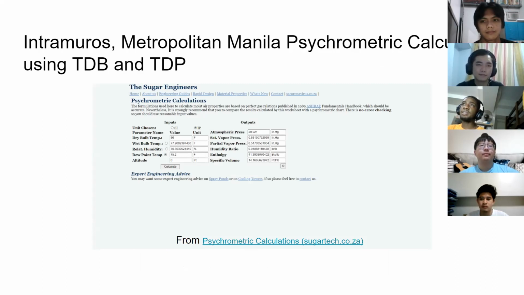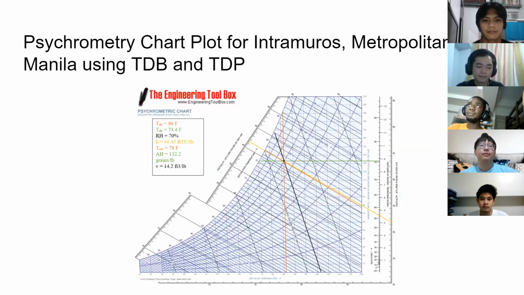And thus we were able to get all these values from the calculator. Moving on. Now, checking the chart, we get 86 degrees Fahrenheit for the dry bulb temperature, 73.4 degrees Fahrenheit for the dew point temperature, and the relative humidity was 70%.